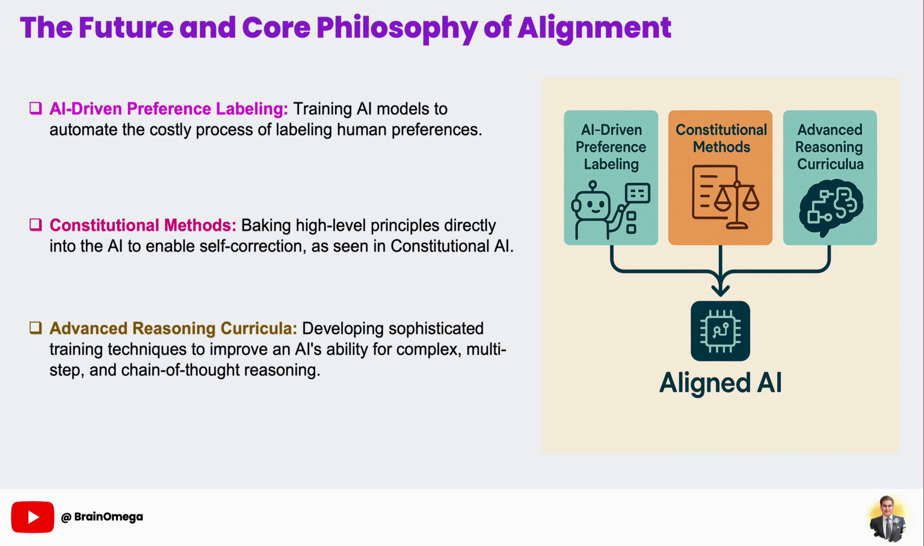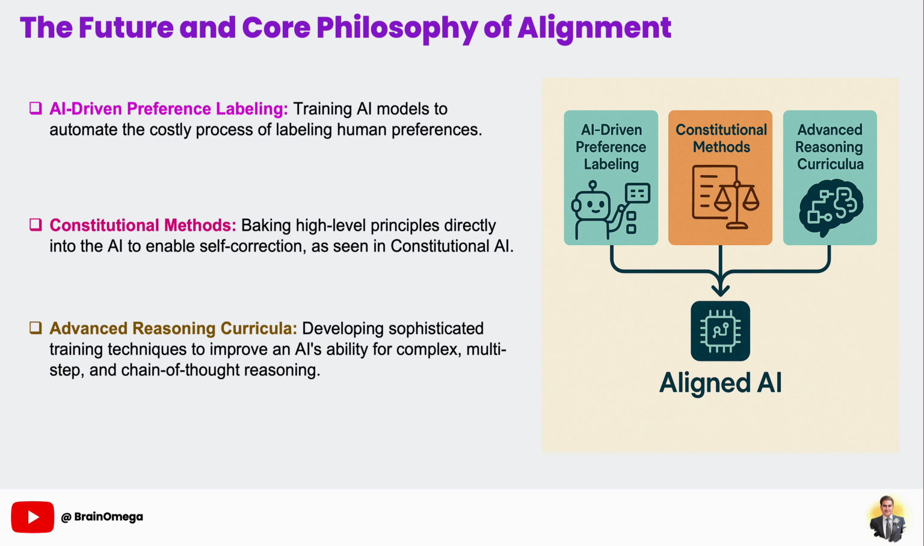Next, we have constitutional methods. This is a profound shift in philosophy. Instead of just telling an AI what not to do from the outside, we embed a set of core principles, a constitution, directly within its own operational logic. This gives the AI a framework for self-correction. It can review its own response, check it against principles like be helpful and harmless, and then revise it before it ever reaches the user. It's about building models with an internal moral compass.